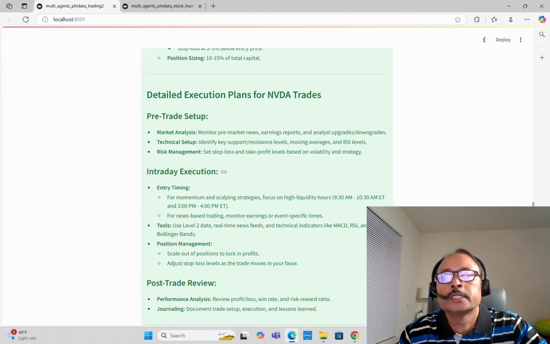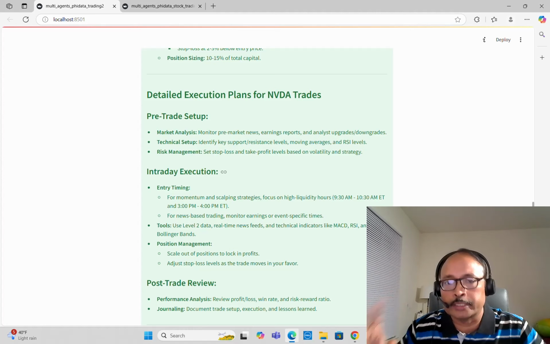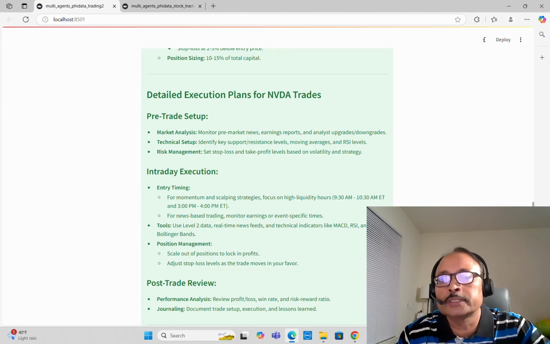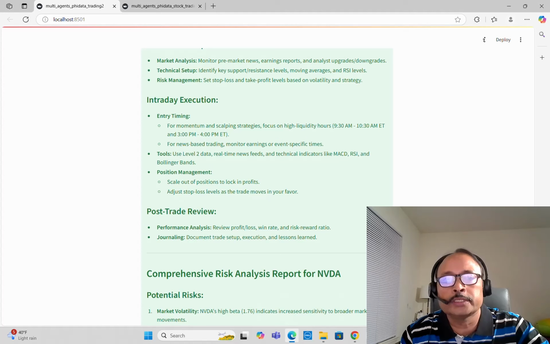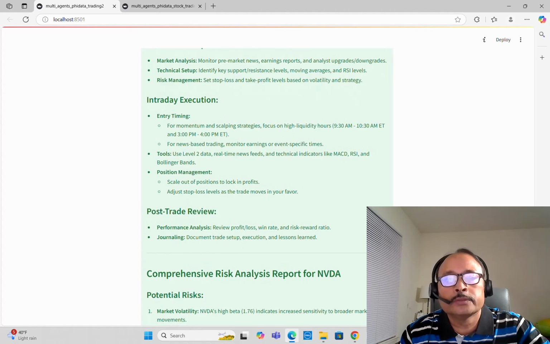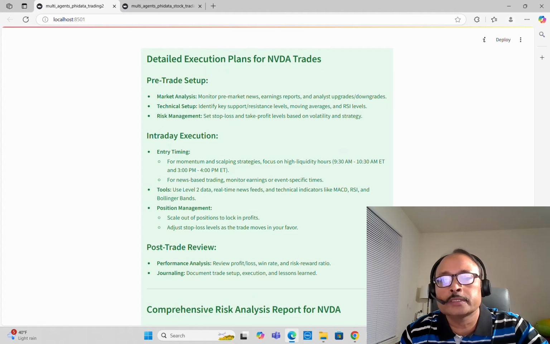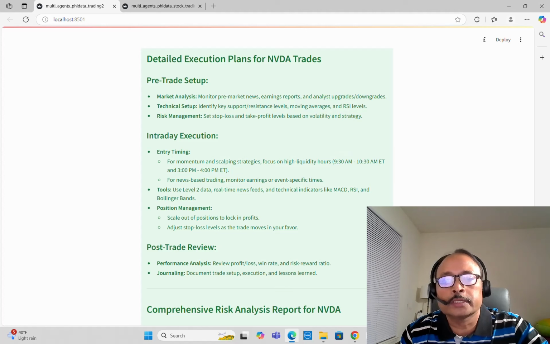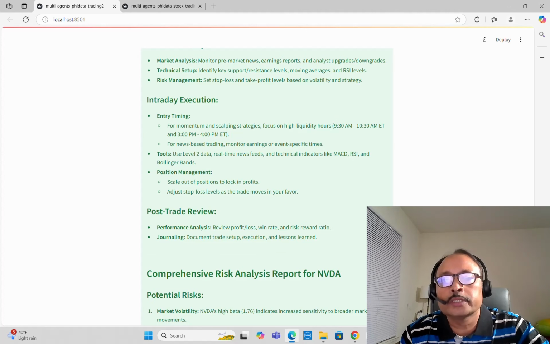Then risk management. For risk management, you have to set the stop loss and take profit levels based on the volatility and the strategy, which I have explained. Then intraday execution during the day. The entry time is when you should buy the stock. For momentum and scalping strategies, focus on the high liquidity hours. For news-based trading, monitor earnings or event-specific times.